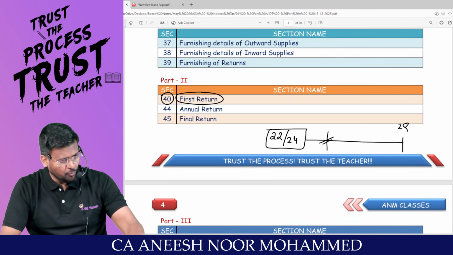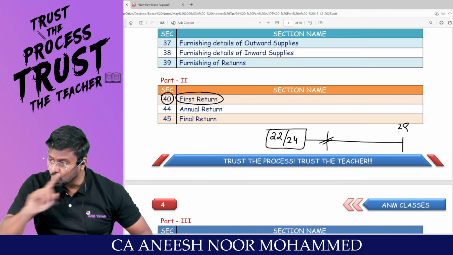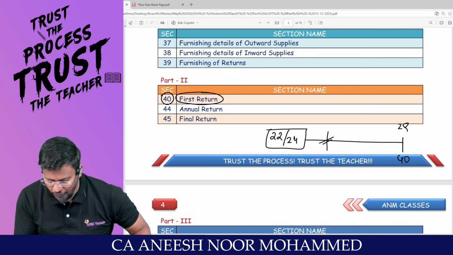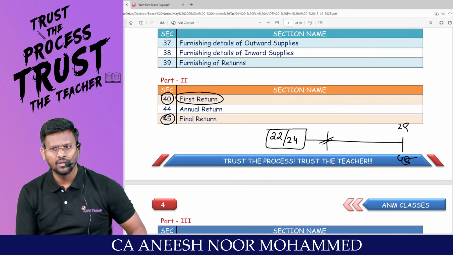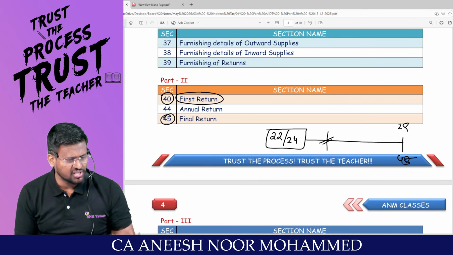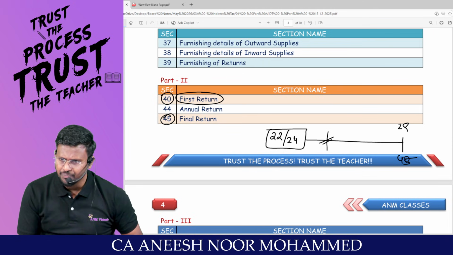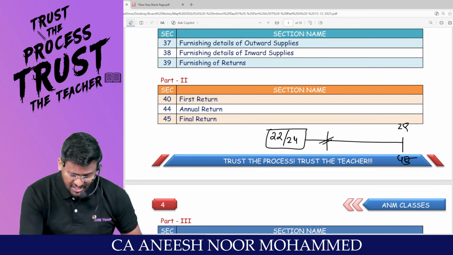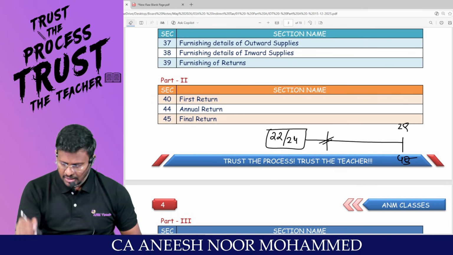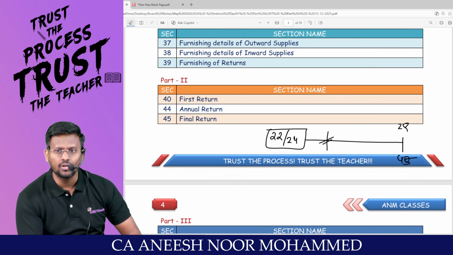Once you cancel the registration, my dear lovable students, before you get out of the GST scheme, you are supposed to file a final return under section 45. So after you take registration, the return which you file for the first time is called the first return under section 40. Once your registration has been cancelled, you are supposed to file a final return under section 45.